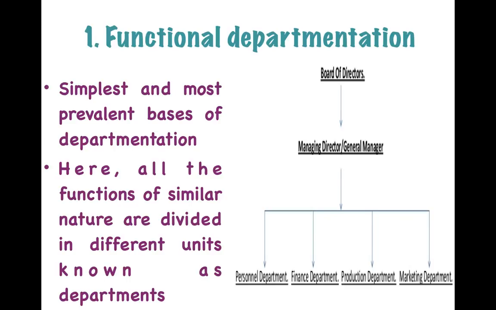So the function of the personnel department, or the HR department, is to handle the employees and their queries in the organization. The finance department basically deals with the finances of the organization. The production department deals with the production of the products in the organization, and the marketing department handles the marketing, advertising, and promotion of the products in the organization. So, according to their function, they have divided the organization.